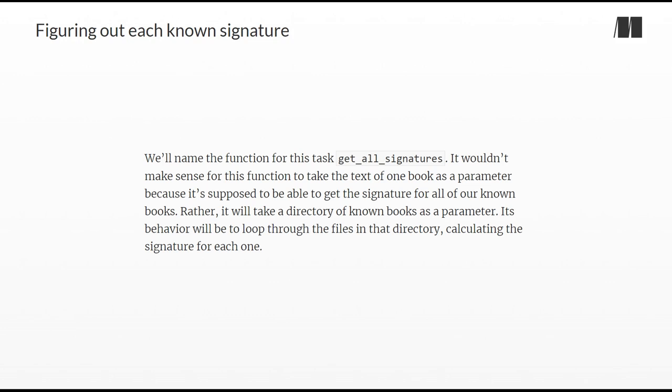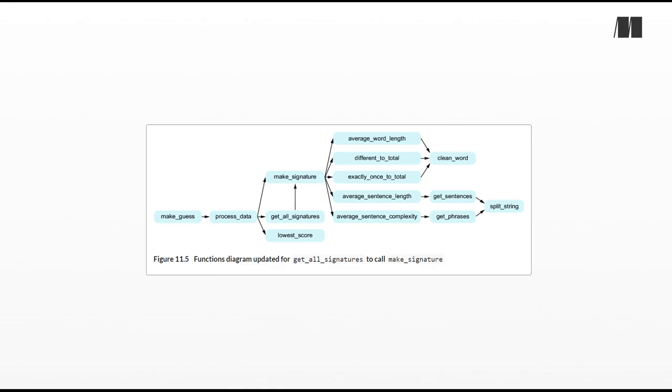Its behavior will be to loop through the files in that directory, calculating the signature for each one. We need the function to tell us which signature goes with which book. In other words, we need it to associate each book with its corresponding signature.